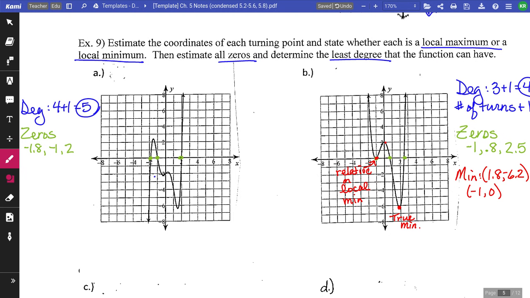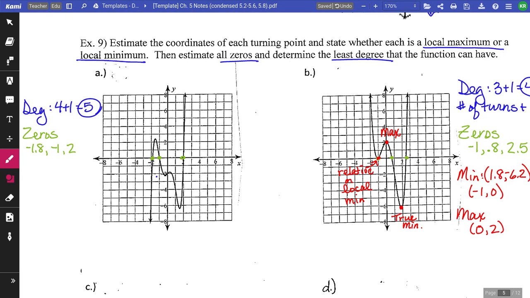Okay, we have one other point that we're interested in. That's the point right here. So this is a high point. This is going to be a maximum value. And at 0, 2 is the max. Now, again, this isn't a true maximum value because both sides of this graph go to positive infinity. So it's not going to stop. But for its section of the graph, it's a maximum value.